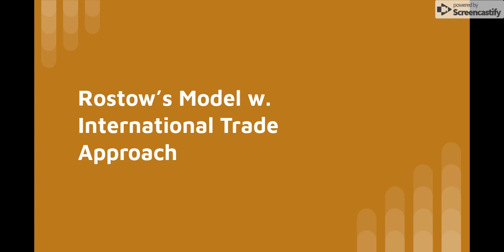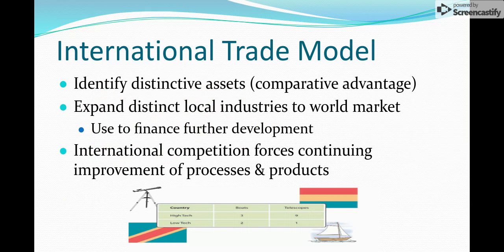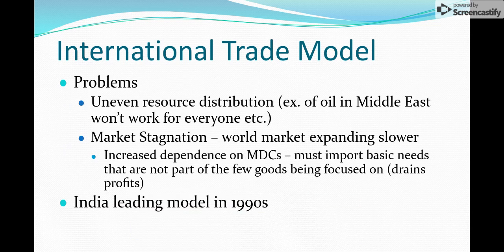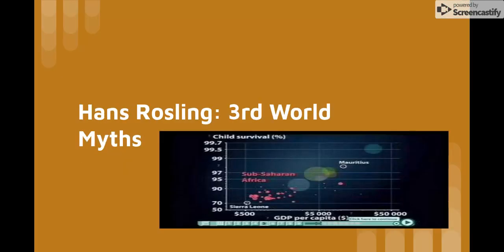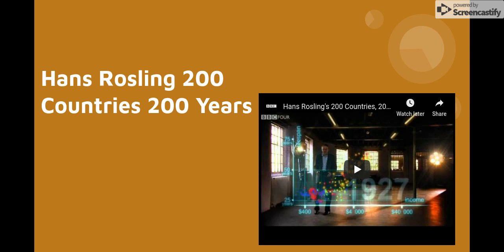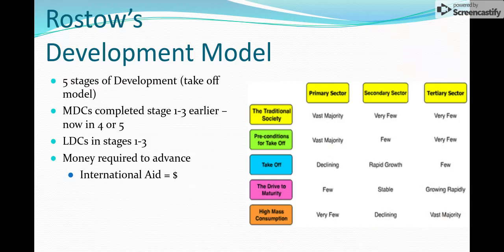Okay, the second video is going to deal with something known as the Rostow model and how it connects to the international trade model. The international trade model has been used for probably the last 30 to 40 years, if not longer, by many of the world's countries because it allows countries to specialize and promote what they do best based off their climate, workforce, and resource allocation. And so we'll watch these two videos in class over the next couple days.